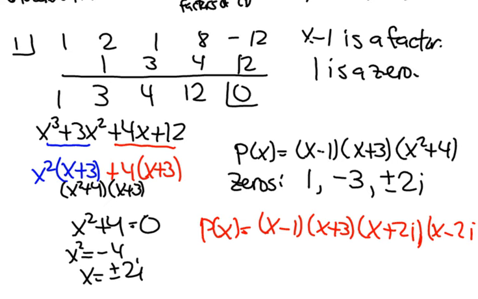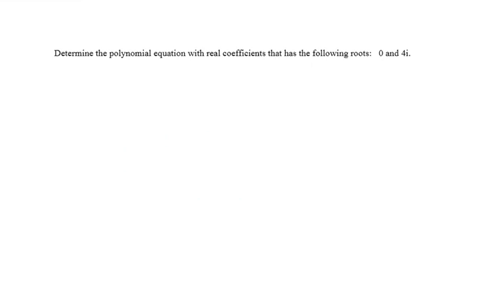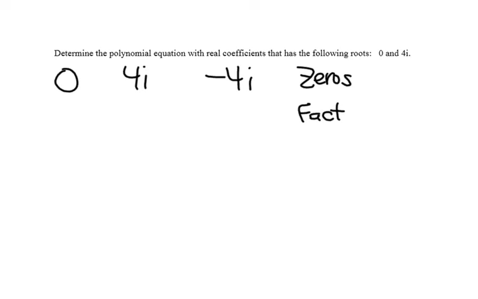Okay, last example that I want to take a look at is determine a polynomial equation with real coefficients that have the following roots. Now, your roots, 0, 4i. But you also know that negative 4i is a solution also because of the complex conjugate idea. So how do I write this as factors? Okay, so here are my zeros or my roots. Let's write these out as factors. x minus 4i, x minus a negative 4i, that's x plus 4i.